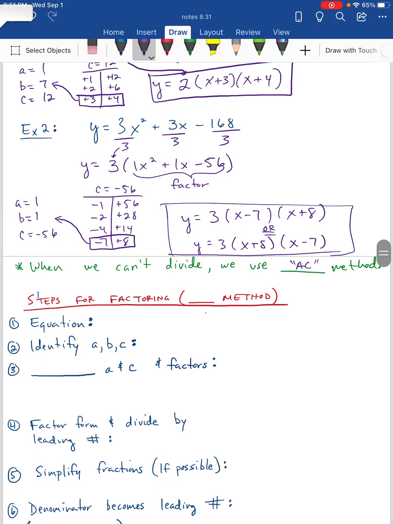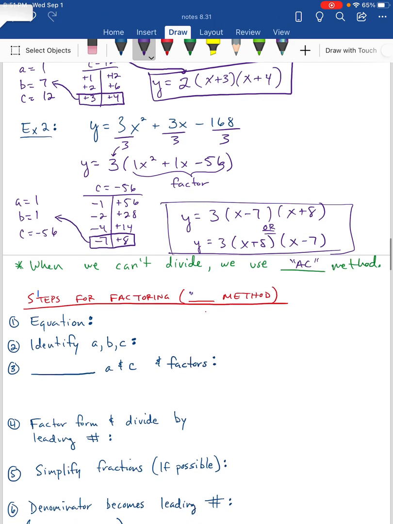All right, so like yesterday, I'm going to write down all the steps with an example problem. So these are steps for factoring using the AC method. Again, I'm putting this in quotes because this is a variation of the AC method. It's not really what you're going to find using grouping. So the first step is to write your equation. The equation that we are using here is y equal to 4x squared minus 12x plus 5.